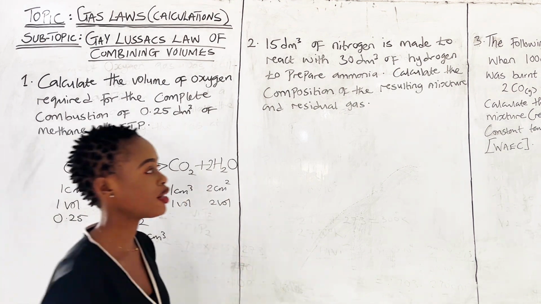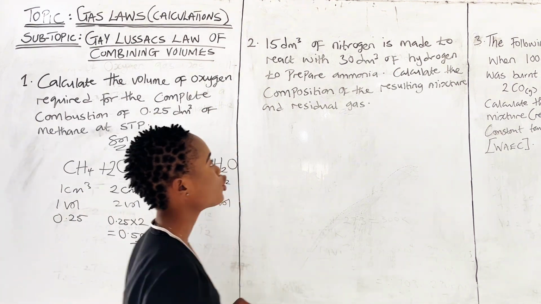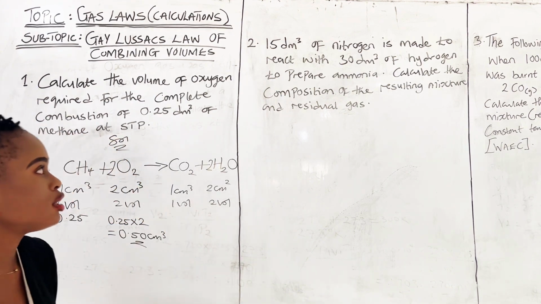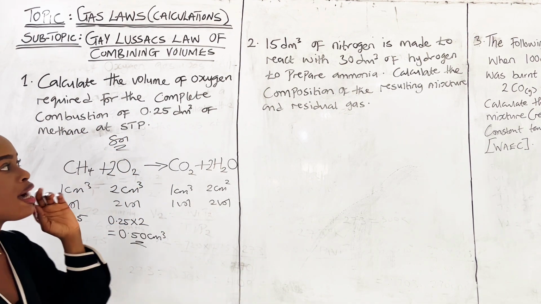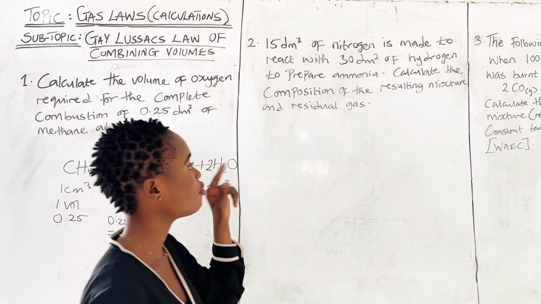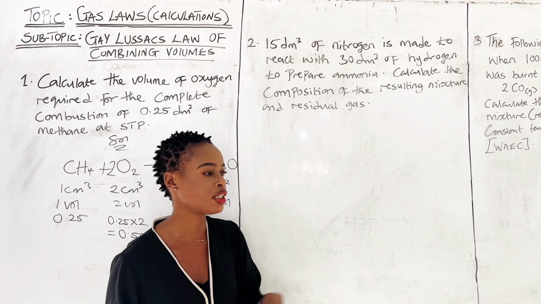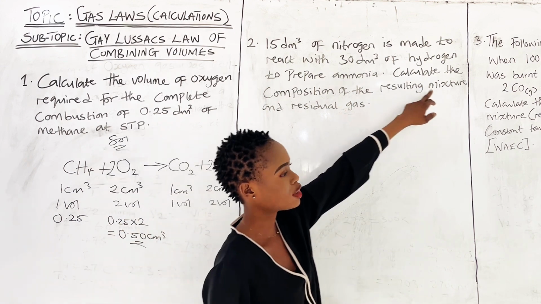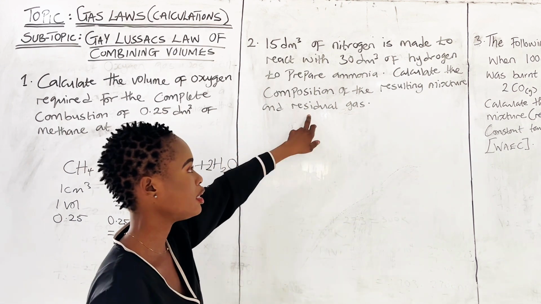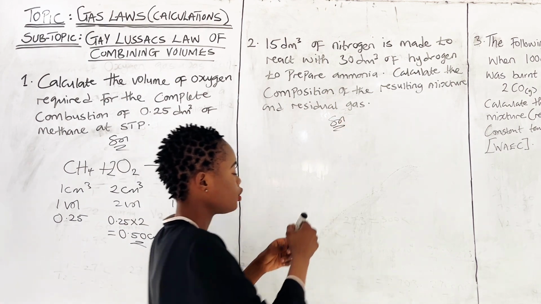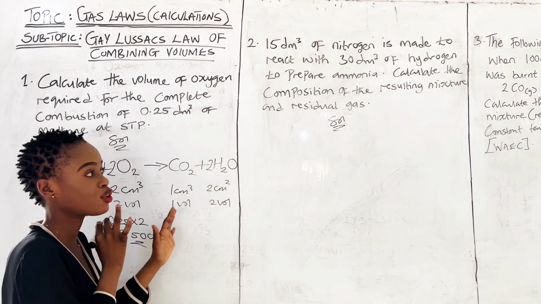So moving on to number 2. 15 dm cube of nitrogen is made to react with 30 dm cube of hydrogen to prepare what? Ammonia. Calculate the composition of the resulting mixture and residual gas. So you are given 2 questions here. You are asked to calculate the resulting mixture, and you are also asked to calculate the residual gas. So let us solve. Like I said, the first thing is to write out your equation.